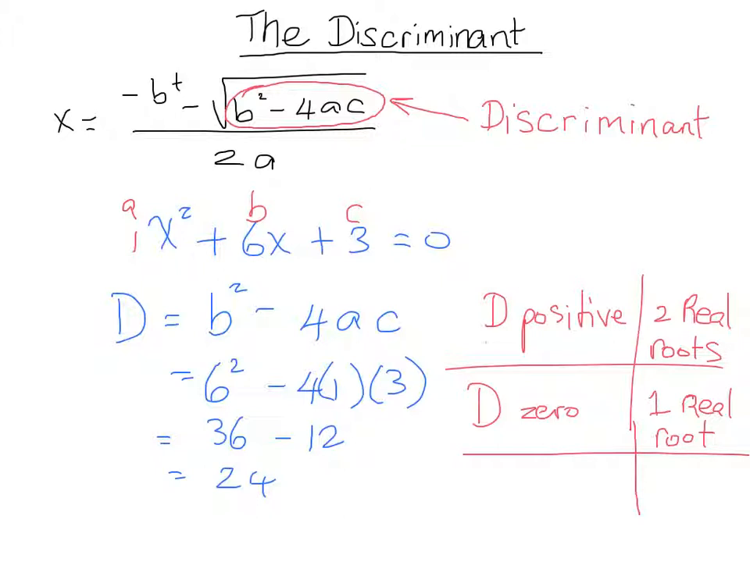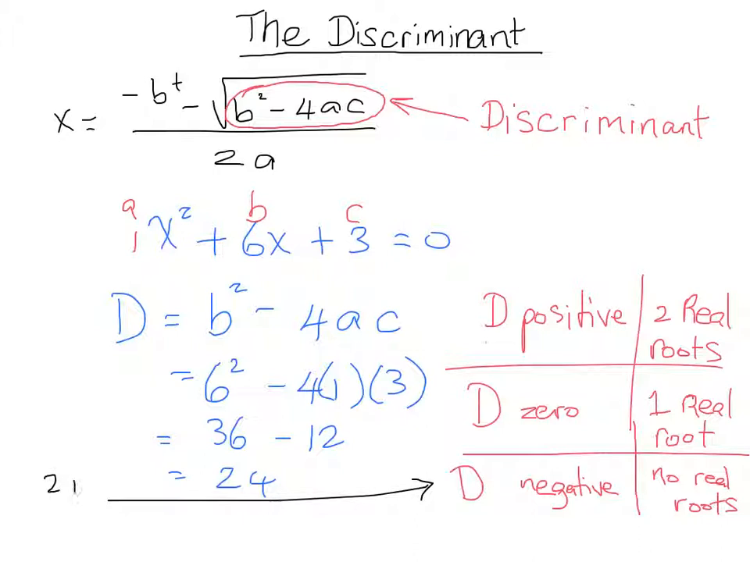So depending on if you've already studied imaginary numbers, if you haven't, then what you would say, if d is negative, is that there are no real roots. But if you have already studied imaginary numbers, then you would say that there are 2 imaginary roots. So there are 2 answers, but they are imaginary. All right, so that's it for the discriminant.